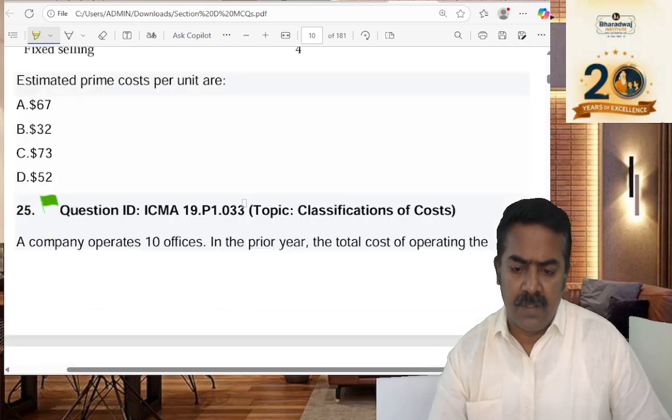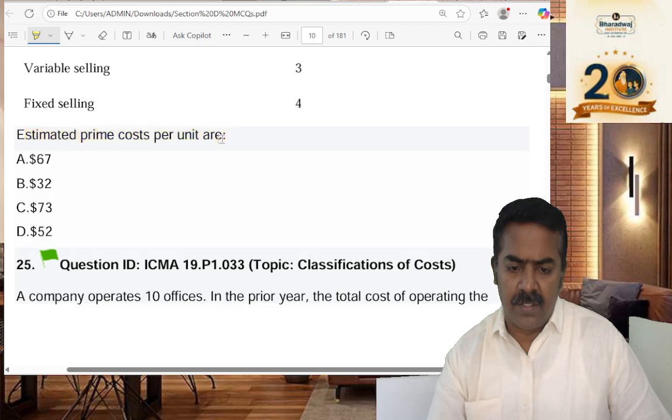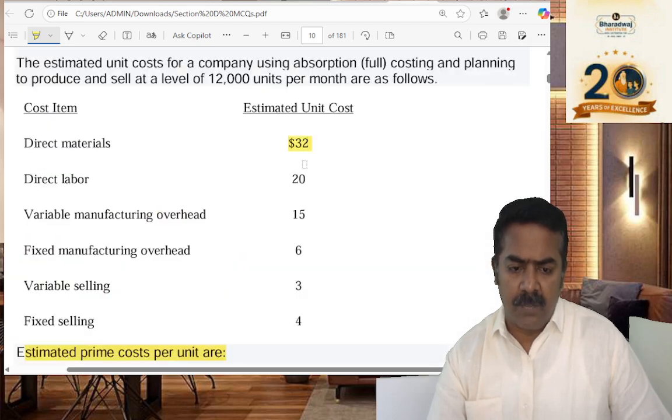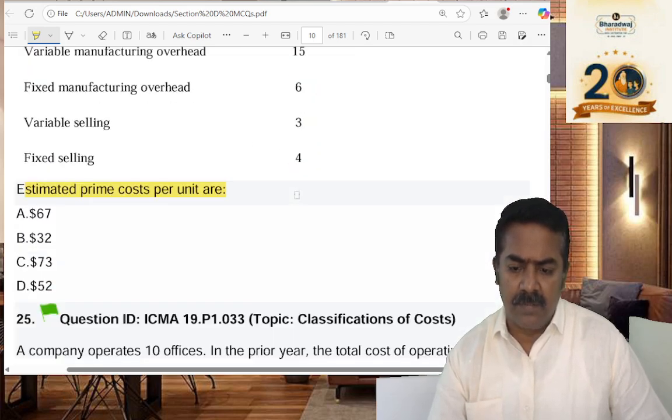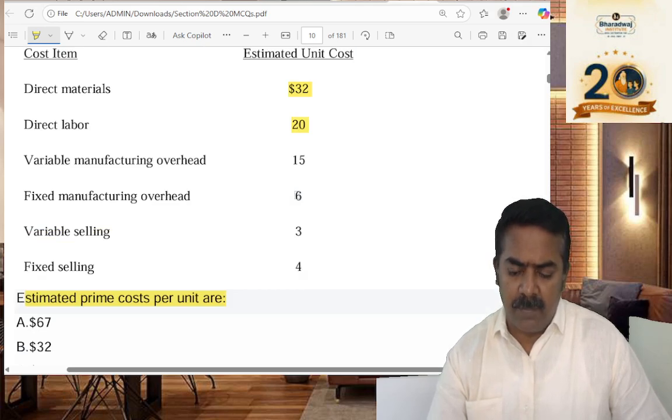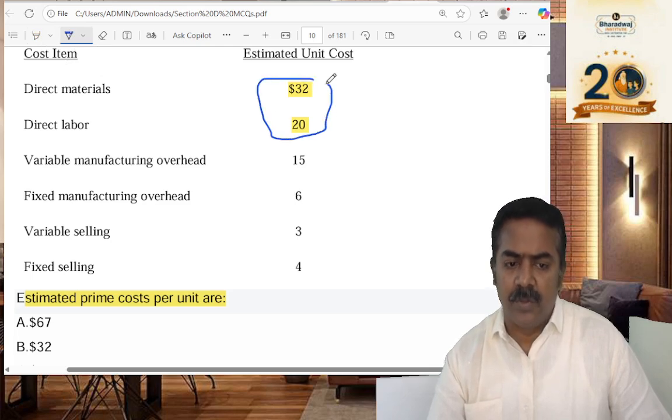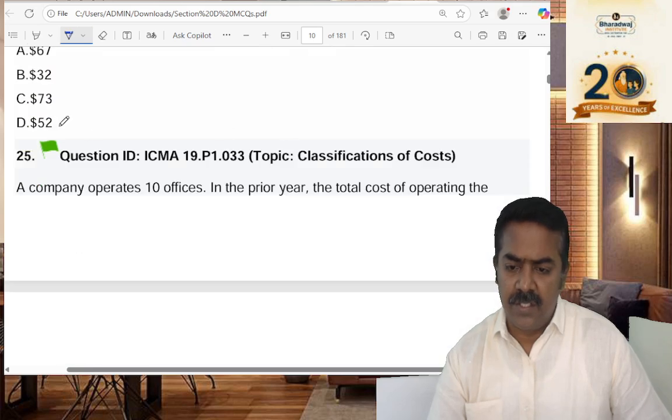Same question. Prime cost. What is prime cost? Direct material plus direct labor. Only direct material plus direct labor to be included. Answer is 52.